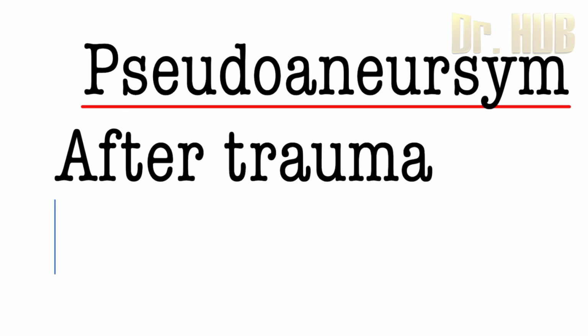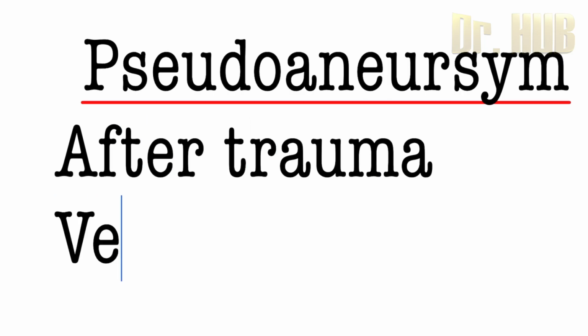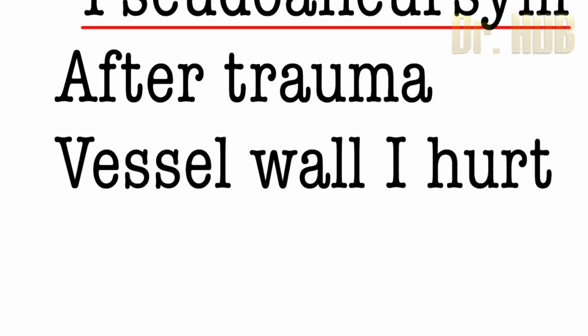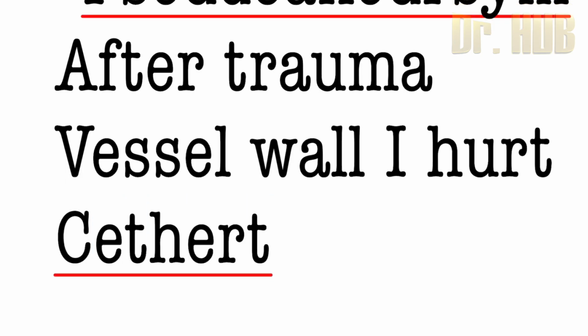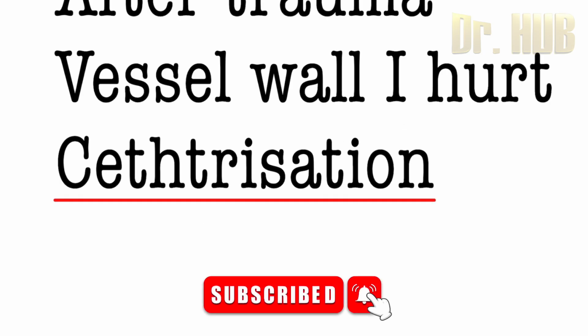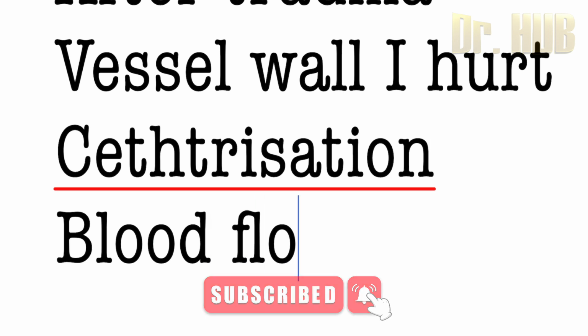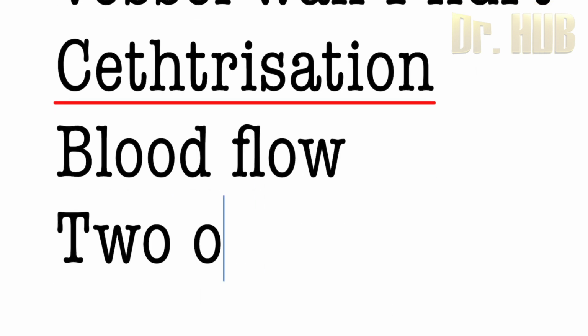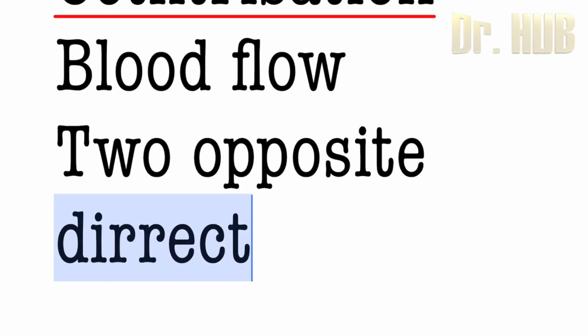Pseudoaneurysm. The pseudoaneurysm is commonly seen in patients after trauma as well as injury to the vessel wall. So vessel wall injury, like an arterial catheterization, and there is presence of blood flow. This blood flow goes in two opposite directions.